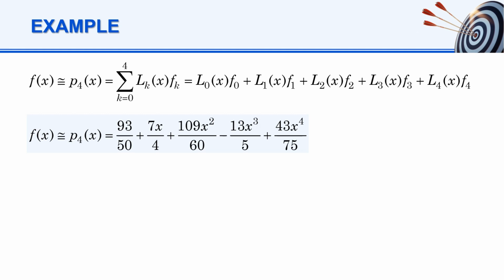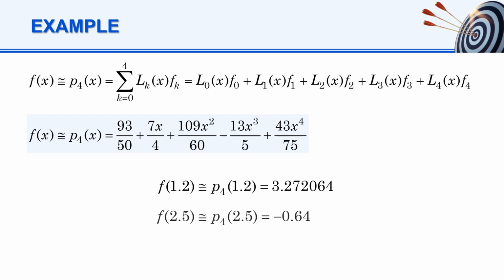Using the interpolating polynomial P_4(x), for x equals 1.2, we obtain 3.272064. For x equals 2.5, we find minus 0.64. For x equals 3.25, we get 1.44766.